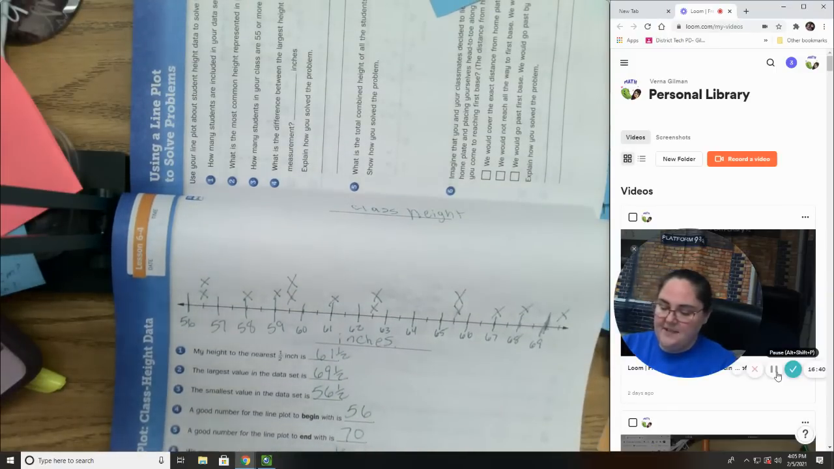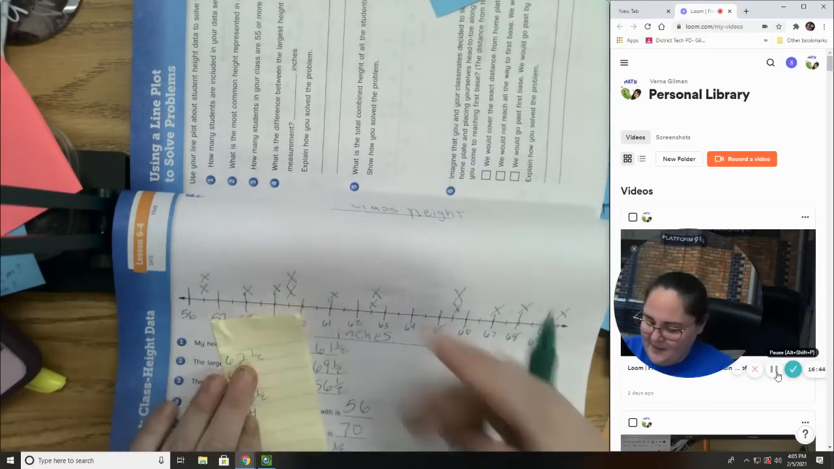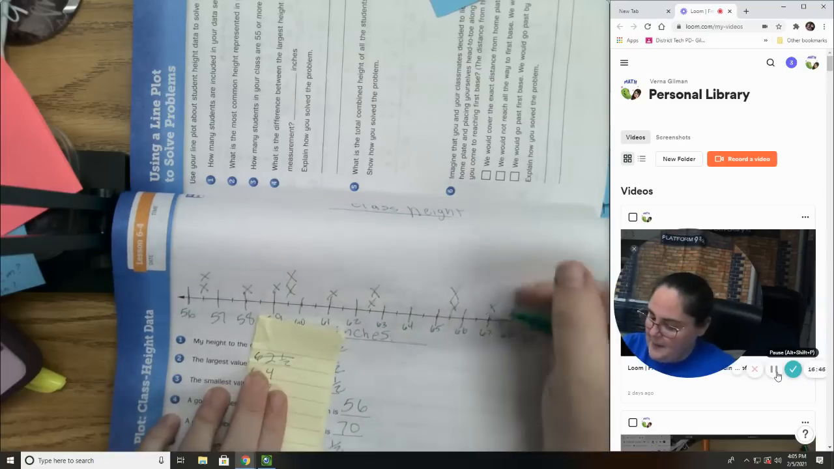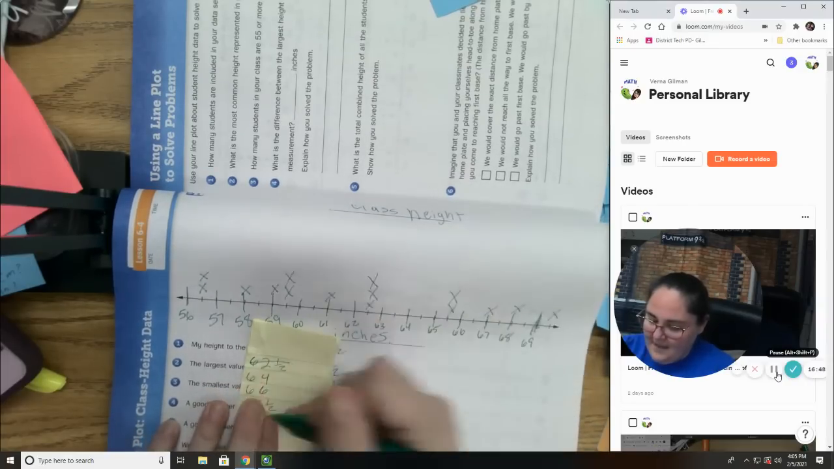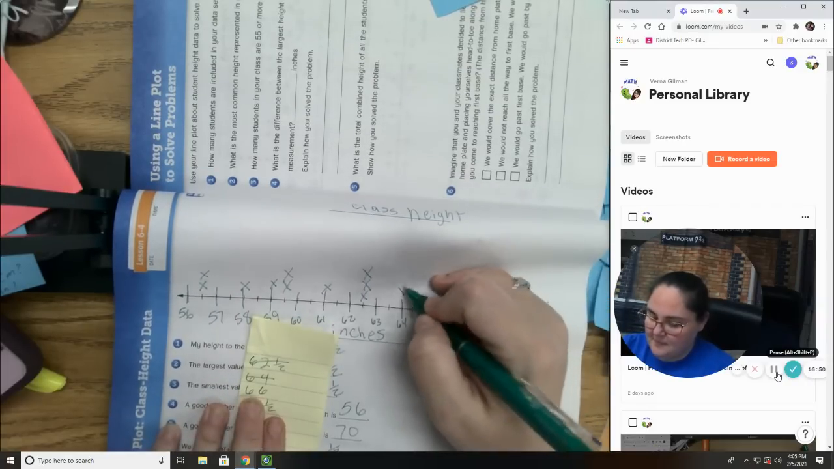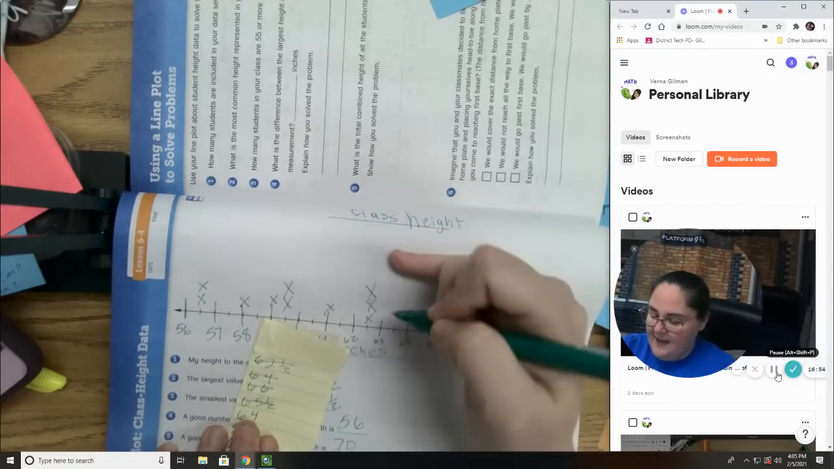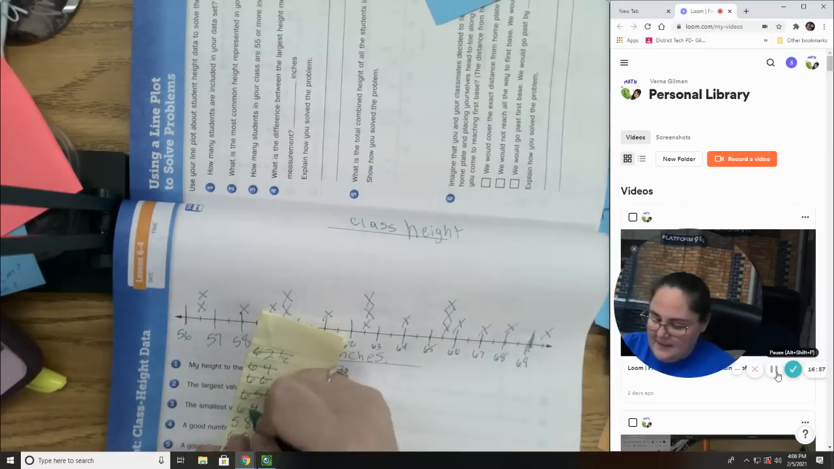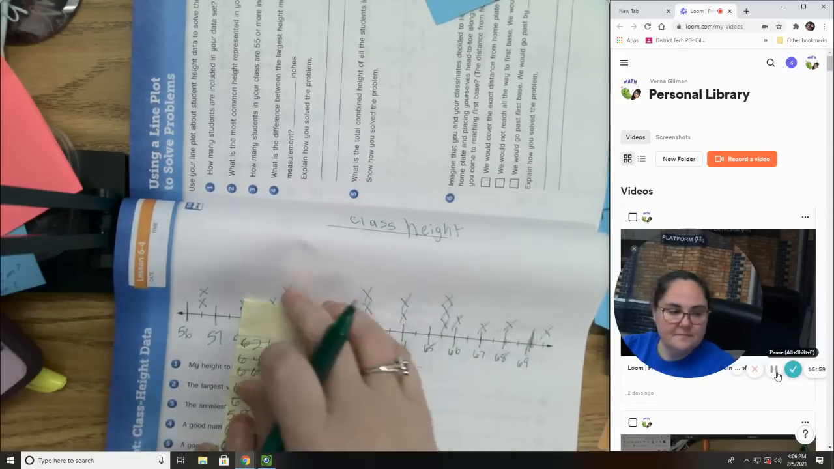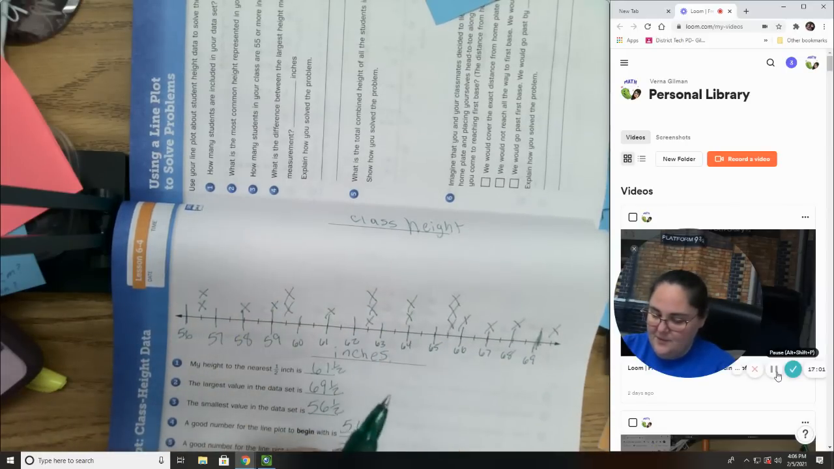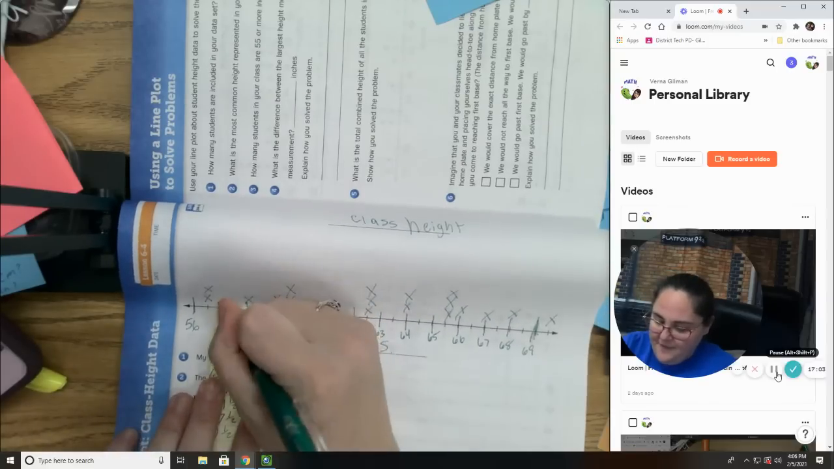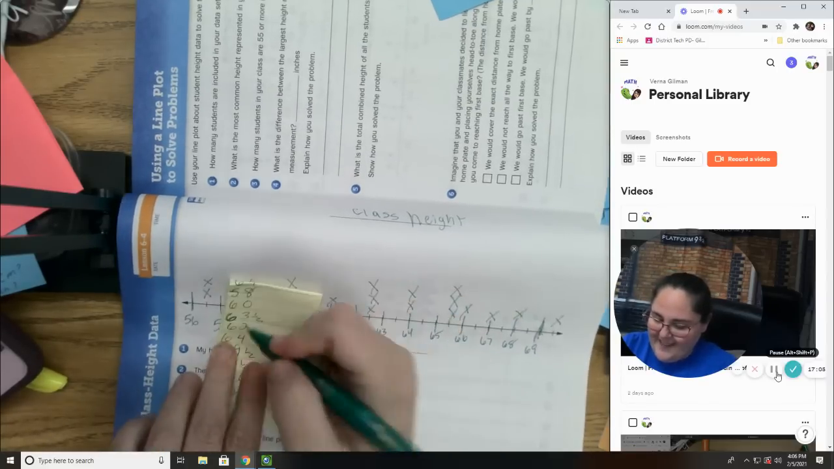All right, one half done. That's half of my class. Here we go. 62 and a half. 64. 66. 65 and a half. 64. All right, those are done. Let's go down to the bottom. 58. Ooh. 60.